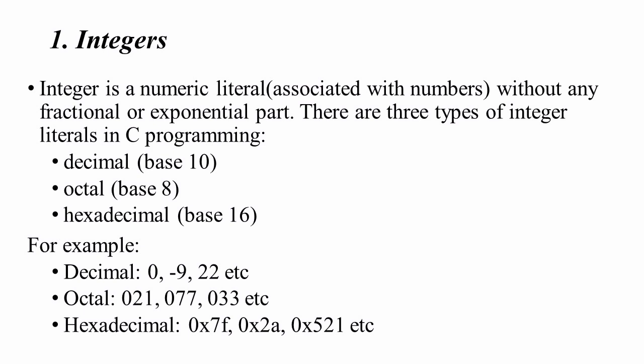Hexadecimal values are 0x7f, 0x2a, 0x521 etc. In C programming, octal starts with 0 and hexadecimal starts with 0x.